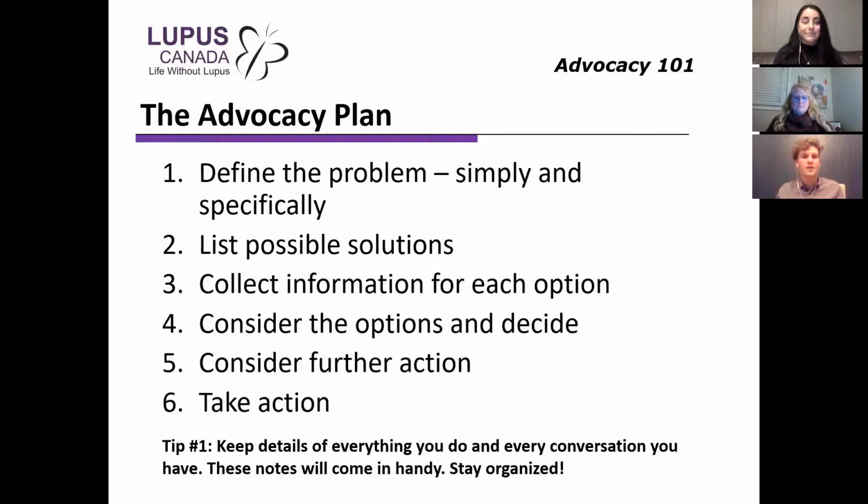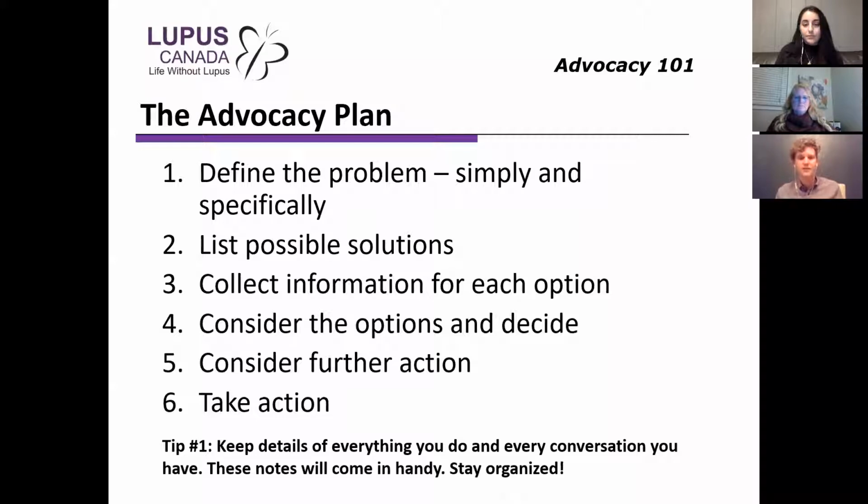So number 1 is defining the problem simply and specifically. Number 2 is about trying to find all of the solutions. Number 3 is about collecting that information for each option. Step 4 is about considering the options and making a decision, a path forward. The penultimate step here is considering further action. And this is the one where we'll get into who do you talk to and what is the best approach? And then number 6 really is taking action.